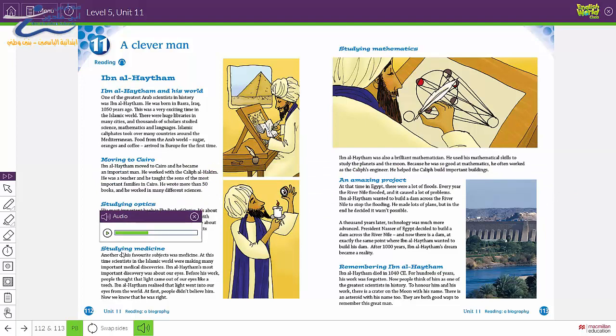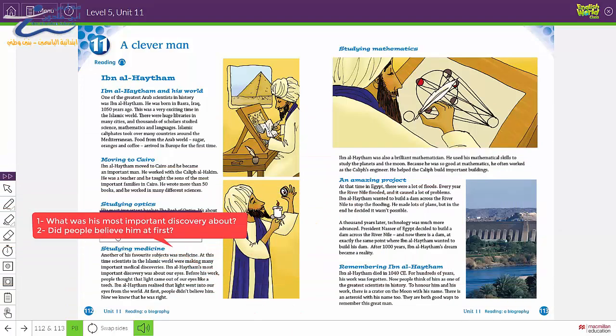The next paragraph, studying medicine. As we said before, his favorite subjects are optics and medicine. Now to the part of studying medicine. Now listen and answer these questions. What was Ibn al-Haytham's most important discovery about? Question number 2. Did people believe him at first? Now let's listen.